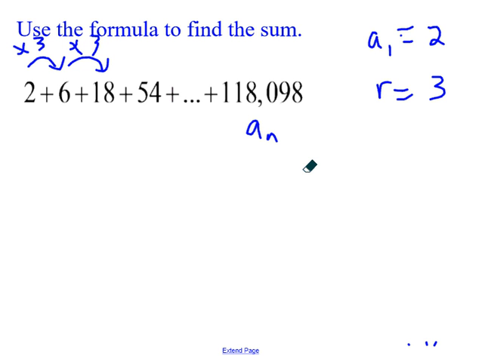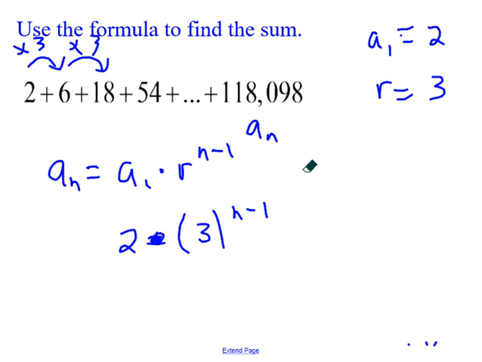So in either case, the thing I need to think about is I need the formula to get these numbers. So not the series, but the sequence formula. And for geometric, remember our sequence formula is the nth term is our first term times our common ratio to the n minus 1 power. So what I know is my first term is 2, times my ratio is 3 to the n minus 1. And that's my a sub n.